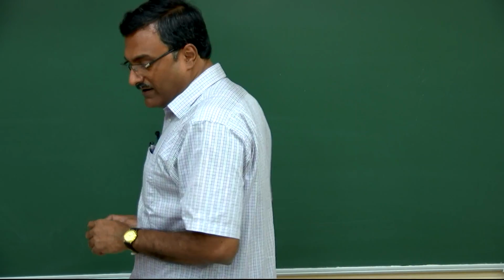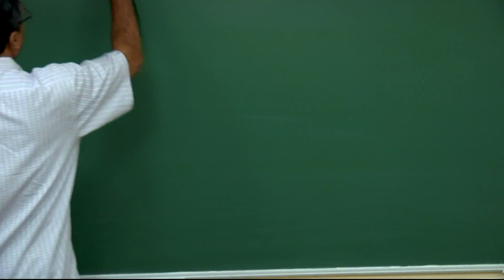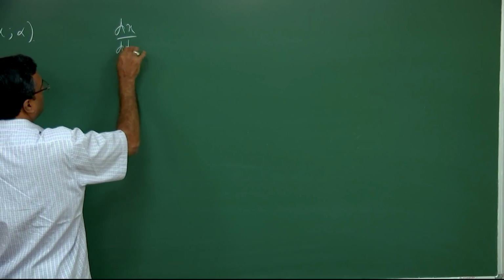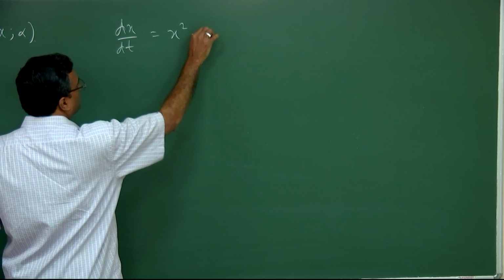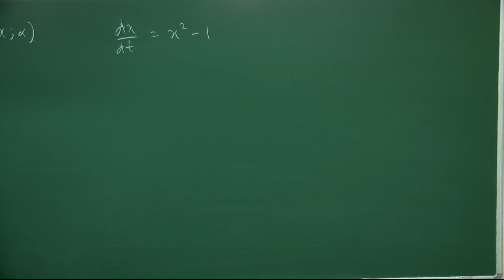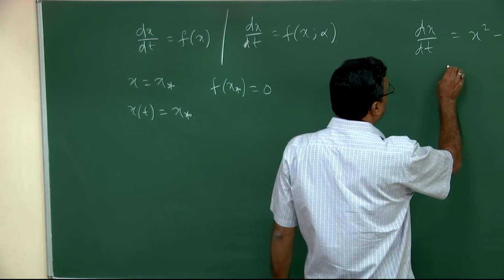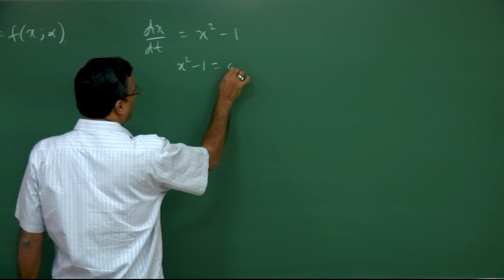The given system is, for the time being, we can consider dx/dt equal to x square minus 1. So your f(x) is given by x square minus 1. If you want to find out the equilibrium point, some x star satisfying this condition, that means we need to solve the equation x square minus 1 equal to 0.